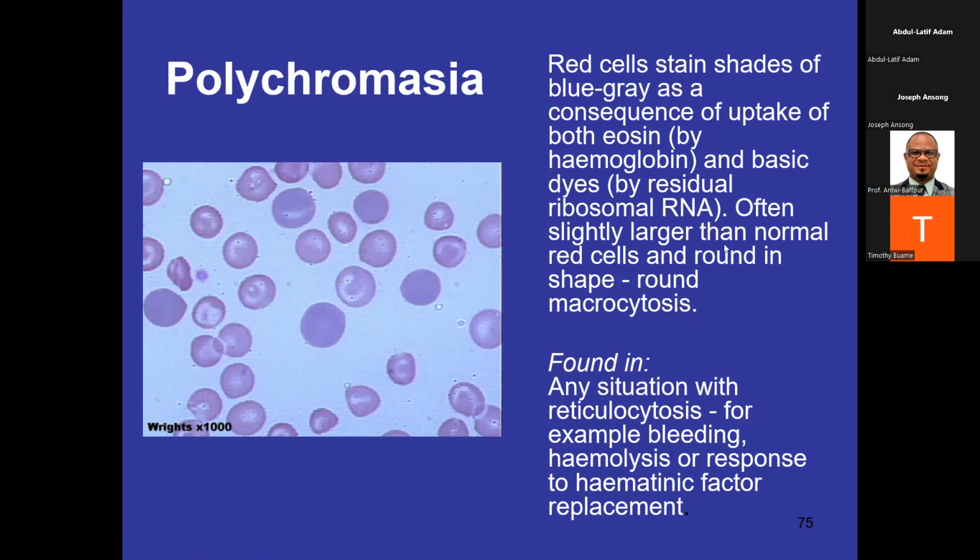Normal red cells are found here, and round cells, so round macrocytes. They are found in situations with reticulocytosis, or when someone is given a cystine to respond to the maternal particular.